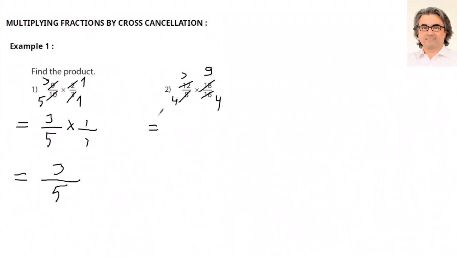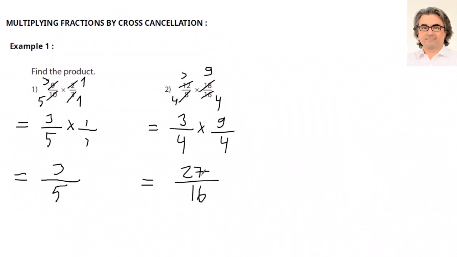And is there any other simplification between 3, 9 and 4, 4? No, there is no simplification. So we are multiplying 3 over 4 with 9 over 4. Result: 3 times 9 is 27 and 4 times 4 is 16.